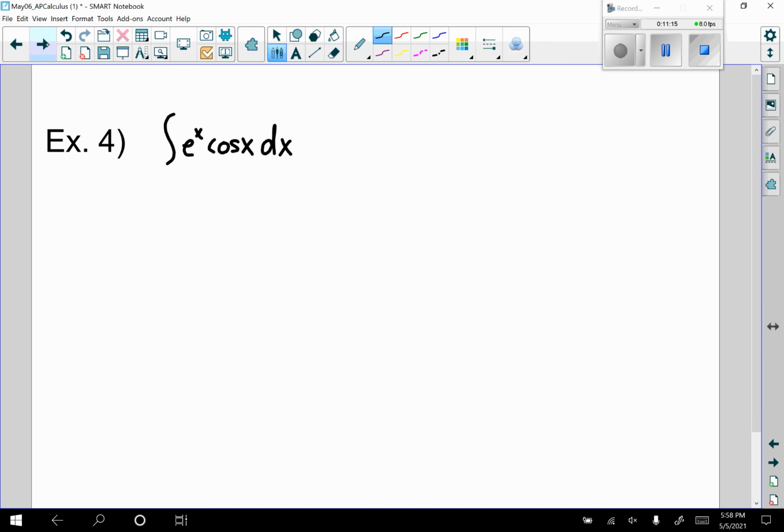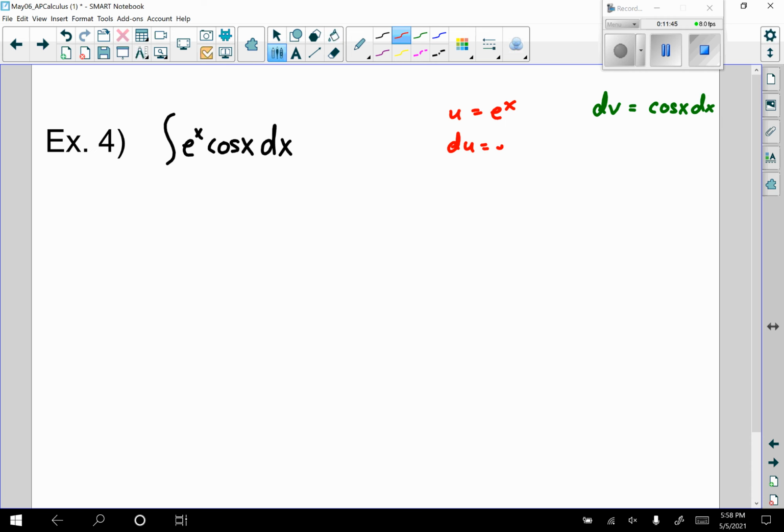All right, we'll take a look at one more example. And I'm also going to work this one out both ways as well, just so you could kind of compare to see if letting u equal one or the other could be easier. So let's start with letting u just equal e to the x. Then dv is going to equal cosine x dx.